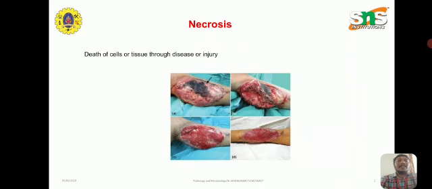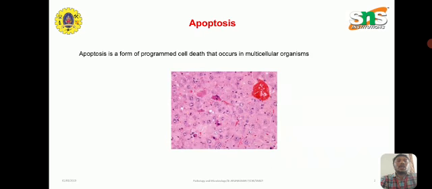So, what is meant by necrosis? Death of cell or tissue through disease or injury. The picture shows the image of necrosis. Next, we are going to see about apoptosis. Apoptosis is a form of programmed cell death that occurs in multicellular organisms.